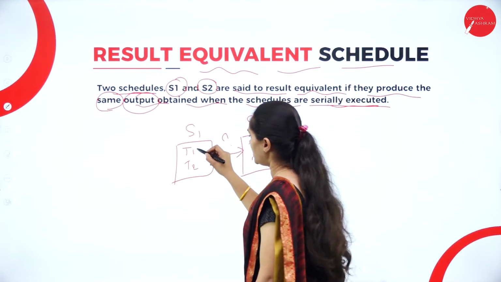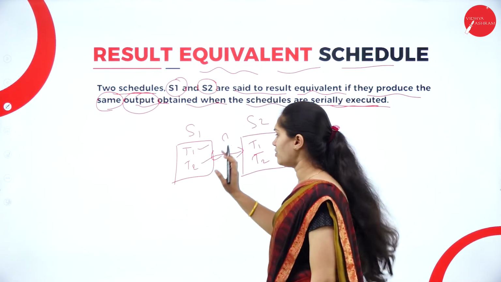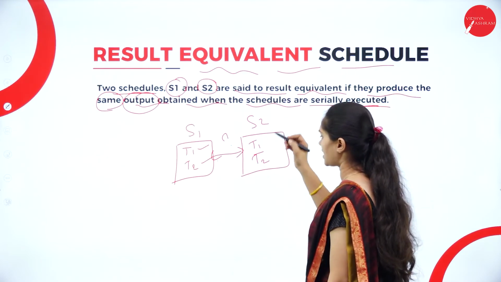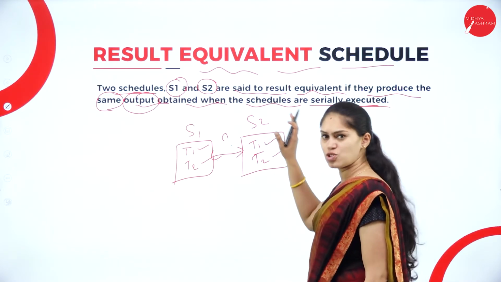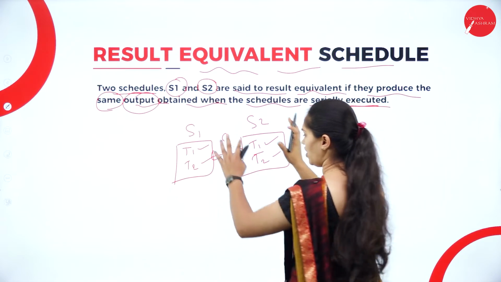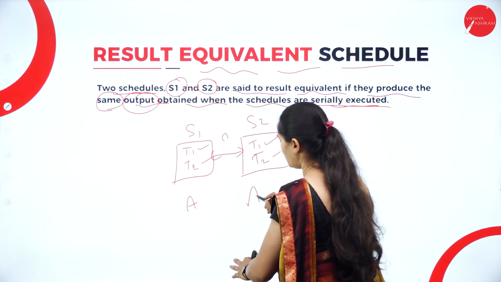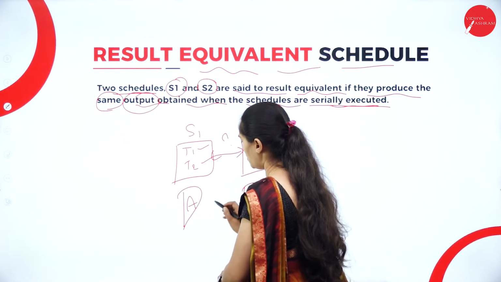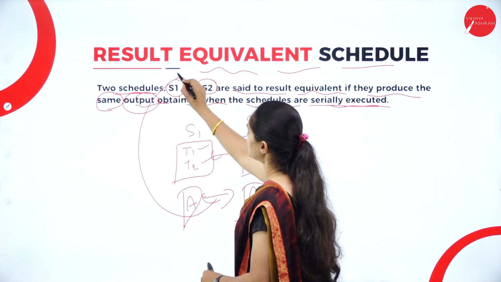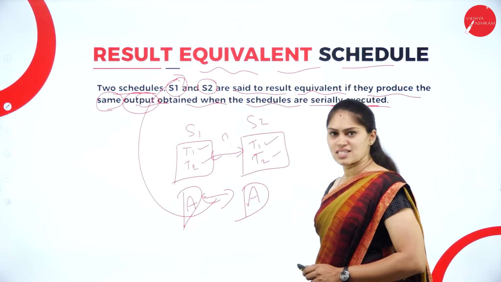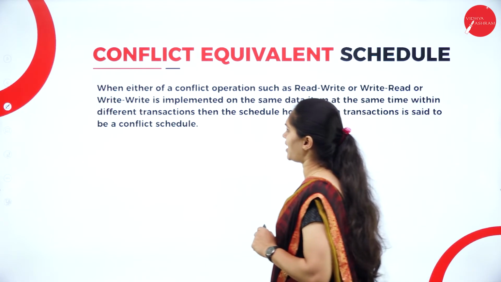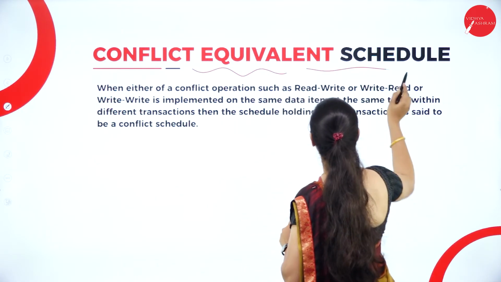That means T1, T2 from S1 will be executed, and next I come to schedule 2, and T1 and T2 of S2 will be executed. If both produce the same resultant output, then I can say it is result equivalent scheduling. What about the next type? That is the conflict equivalent schedule.